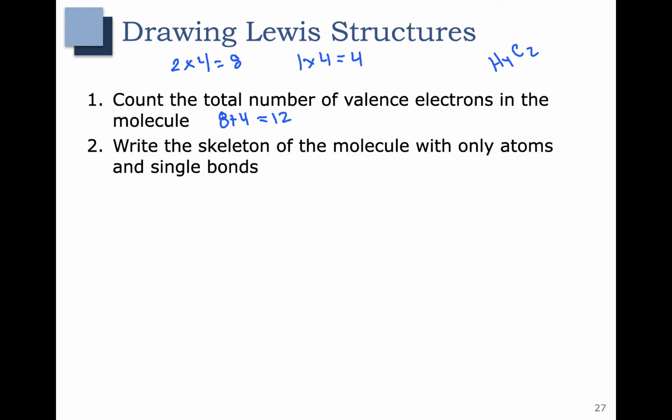Next, you want to try writing a skeleton of the molecule with only atoms and single bonds. You might have to do this a couple of times before you get something that makes sense. For example, if you just wrote it out as H, H, H, H, C, C all in a row, hopefully you instantly recognize that you've got a hydrogen here with 2 bonds. That's no good. So try this again.